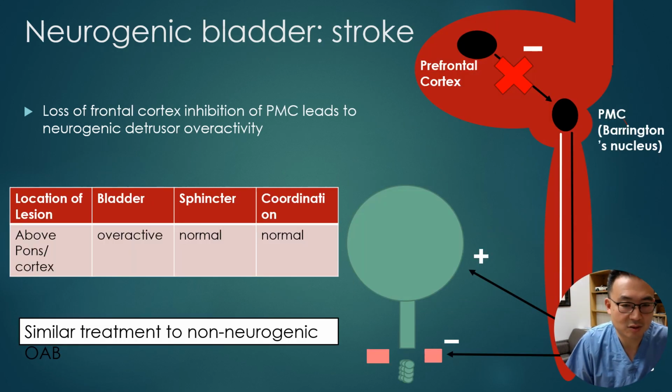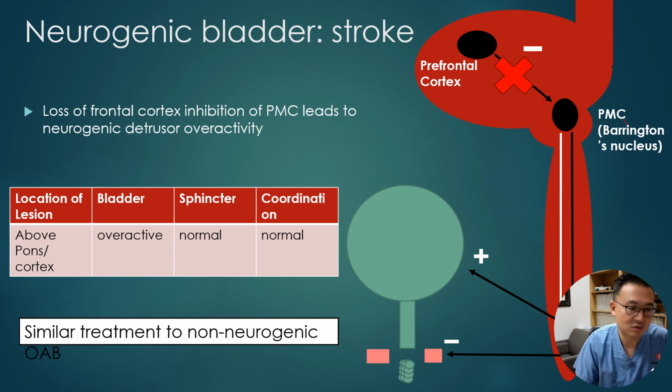So in this condition, a stroke, what we see is loss of frontal cortex inhibition of the pontine micturition center, which leads to neurogenic detrusor overactivity. So as you recall, we say the pontine micturition center is kind of the main control that determines whether you're in a storage phase or a voiding phase. And afferent signals from the bladder travel up the spinal cord and usually reach the periaqueductal gray matter, and then inputs from the frontal cortex areas determine whether it's a socially acceptable time to void, but that portion gets disrupted. And so basically the pontine micturition center just activates, and that's why you see detrusor overactivity.